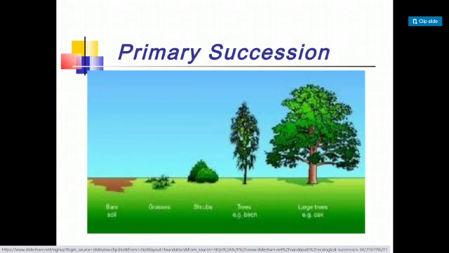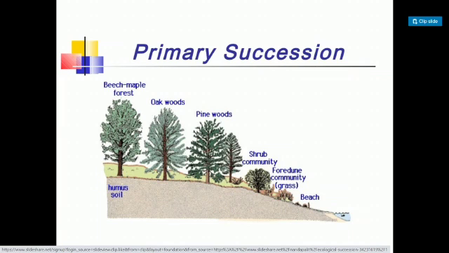This is again an illustration of primary succession, where the bare rock or barren area was finally occupied by large trees. This can also be explained in this form, showing what kind of vegetation can occur in the different stages of primary succession. At first, only a few lichens and lower plants can grow, which can be invaded by grasses, and these can be replaced by the shrub community, then by pine woods, oak woods, and finally by maple forest trees.